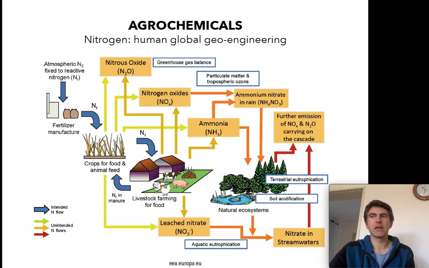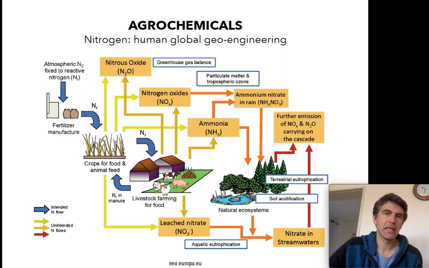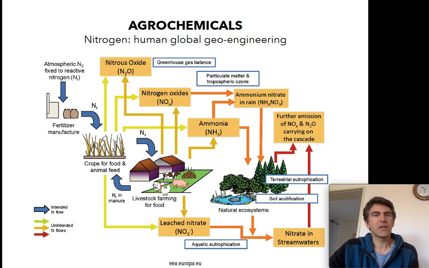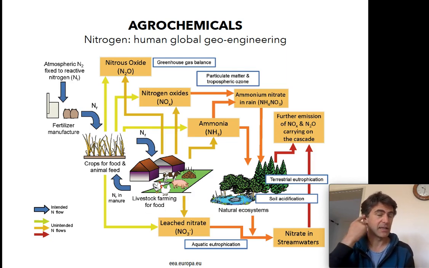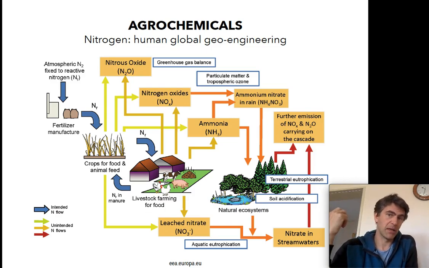Agrochemicals are another huge one globally in both terrestrial and aquatic environments. After 1900 or so, the invention of the so-called Haber-Bosch process allowed the artificial manufacturing of synthetic fertilizers, which boosted agricultural production in a major way because many plants are limited in their growth by nitrogen. So if you can add nitrogen to your fields, a lot of plants will grow better than they otherwise would.